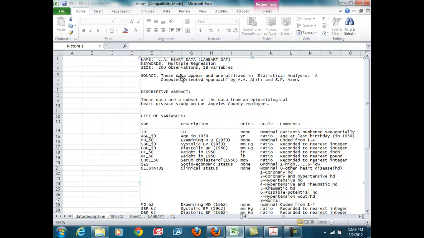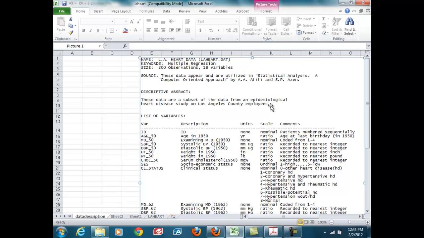Now, when we are looking at a subset of a large set of data, what are we looking at? We are looking at a sample or a population. Very quickly, it says these are a subset of data from a heart disease study on Los Angeles County employees. Okay, louder. Very good. Thank you so much. So Cynthia said sample.